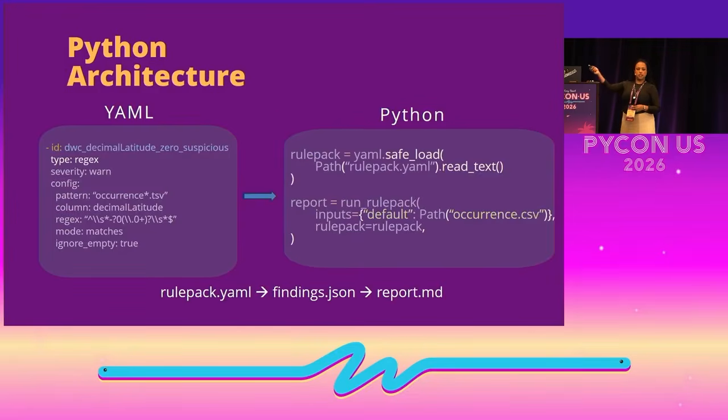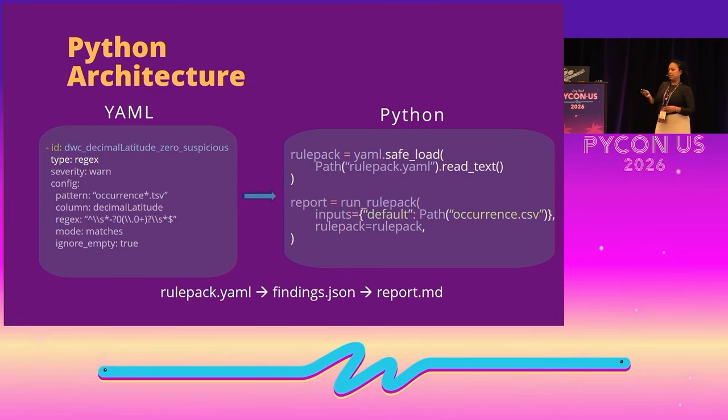And this is the same YAML. It's flowing into Python, right? So then we have the rule pack loading and reading through all the text of the file. And then the report is running through the rule pack and making the checks and creating the reports. So the flow is basically the rule pack YAML to the findings that are in the JSON file, which is the machine readable one, and also the report Markdown, which is the human readable file.